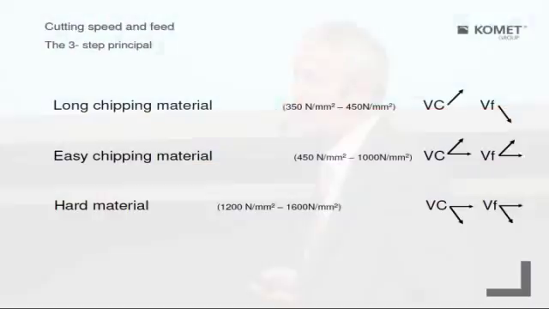Another point for a successful operation is choosing the correct parameters. Feed and speed are very important. So we have a three-step principle. The first step, for long chipping material, the soft material, is very easy. Go with high cutting speed, go with low feed rate. Good material, good to machine.